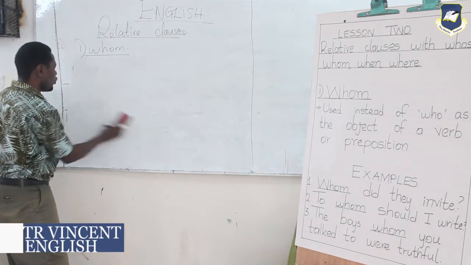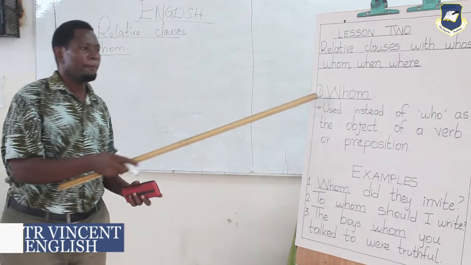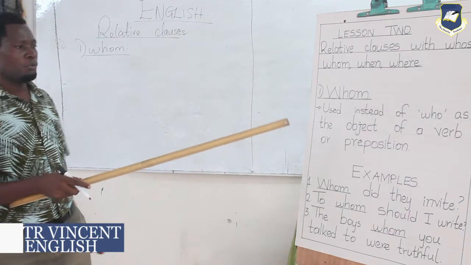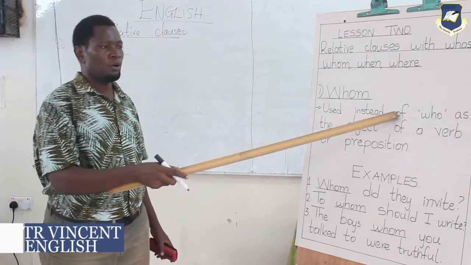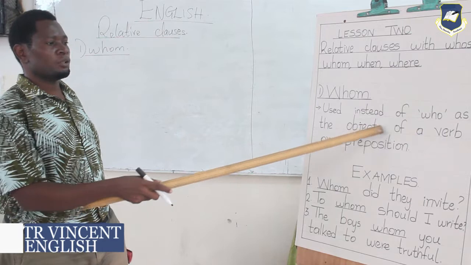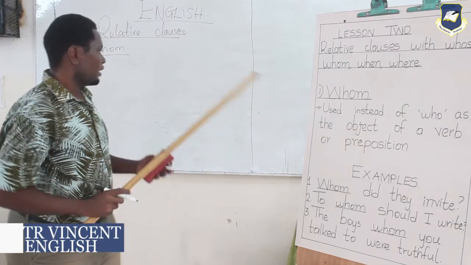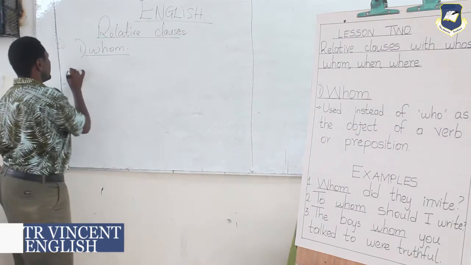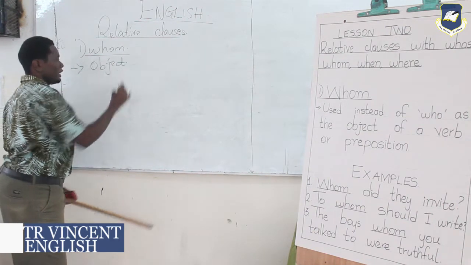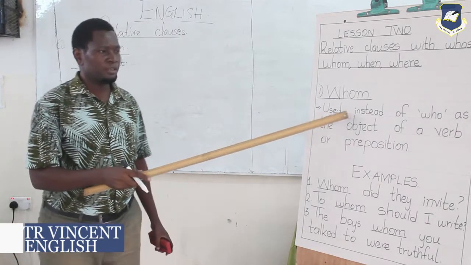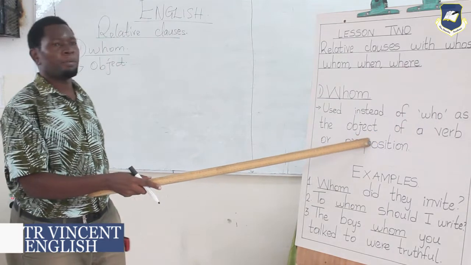So now I want us to look at sentences or cases where we are going to use whom but not who. Remember, this is whom, not who. So whom, one use of whom. This one is a word that is used instead of who as the object of a verb or a preposition. So remember, in this case, I'm not talking about subject, but we have introduced the word object, used instead of who as the object of a verb or a preposition.